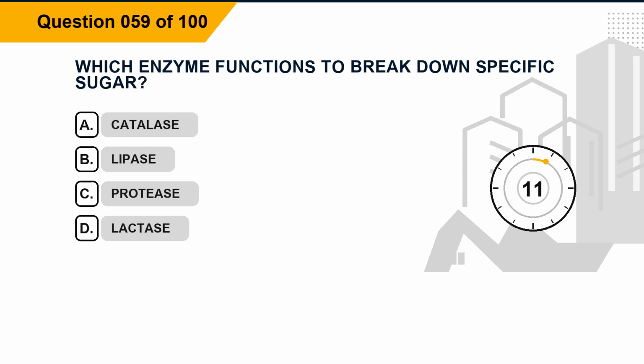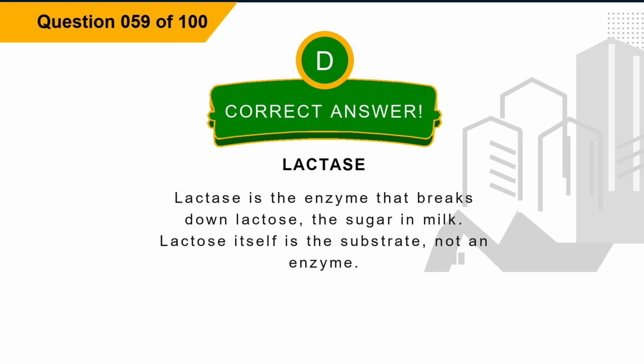Question 59. Which enzyme functions to break down specific sugar? Option A, catalase. Option B, lipase. Option C, protease. Option D, lactase. The correct answer is option D, lactase. Explanation: lactase is the enzyme that breaks down lactose, the sugar in milk. Lactose itself is the substrate, not an enzyme.